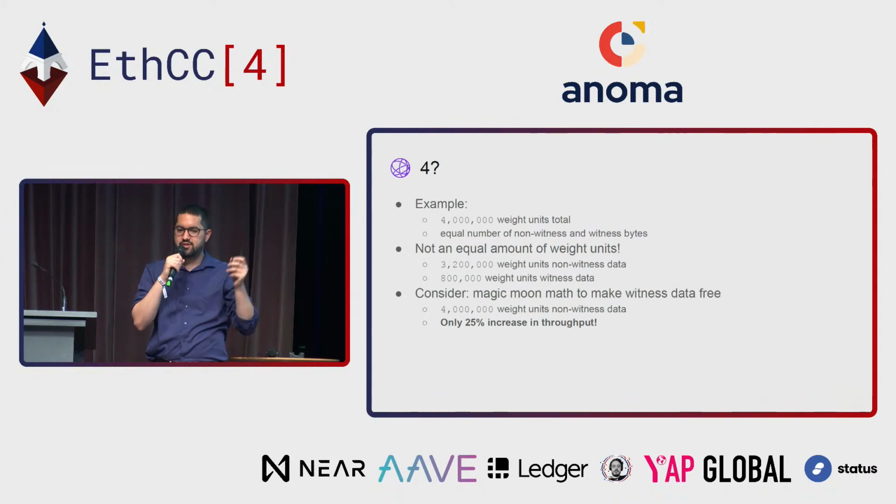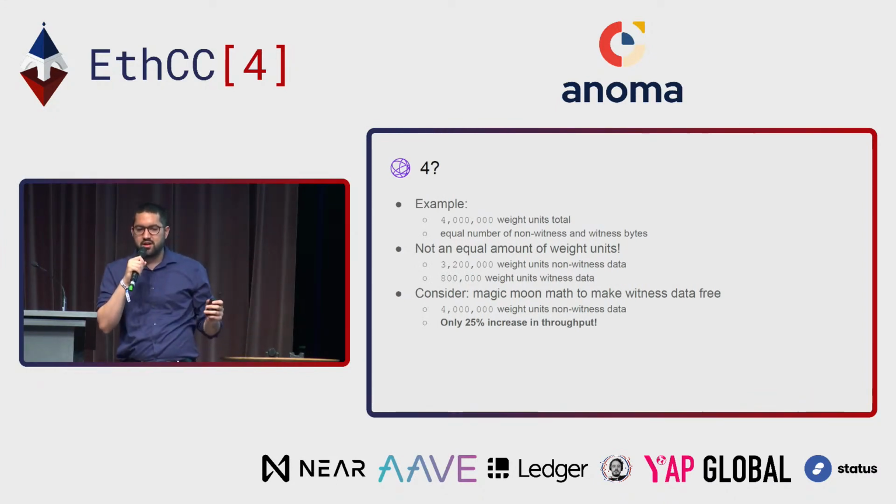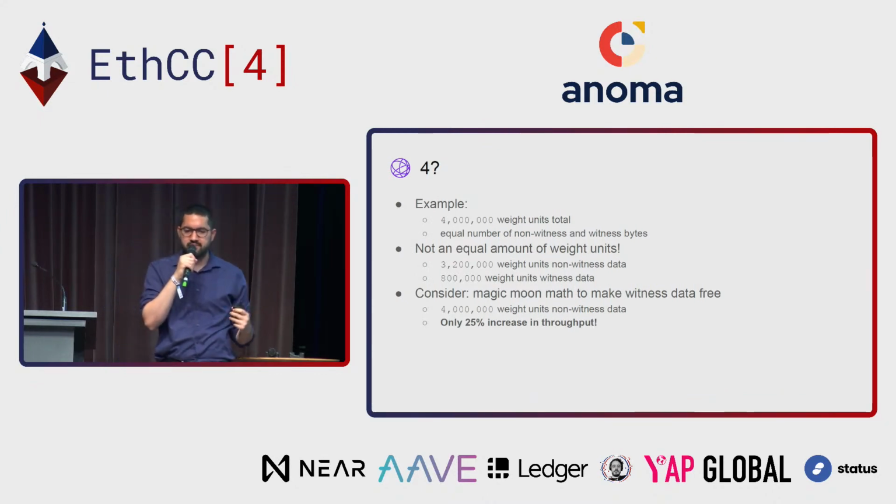If you have the same number of bytes of non-witness and witness data in your block, and the block is full, they're not going to have an equal amount of weight units, of course, because witness data has a discount. So you would have 3.2 million weight units of non-witness data and 0.8 million units of witness data, which together should add up to 4 million, right? Because witness data is 4 times cheaper than regular data, or non-witness data.